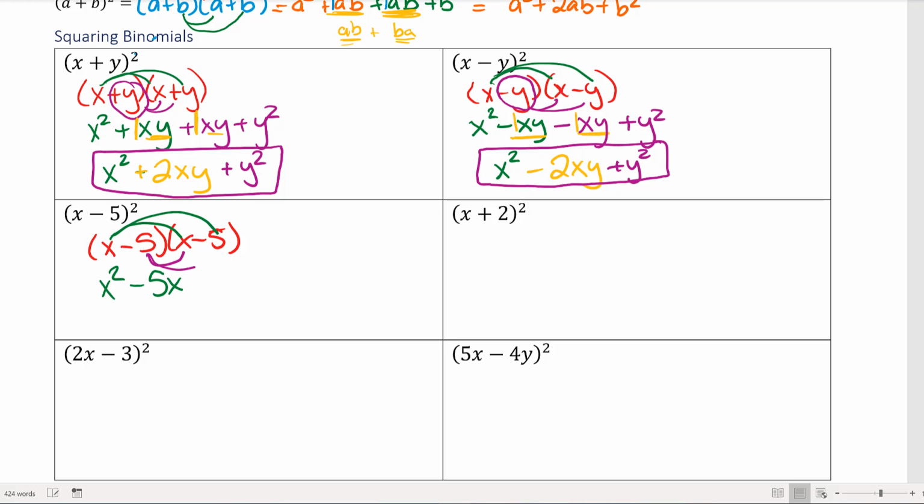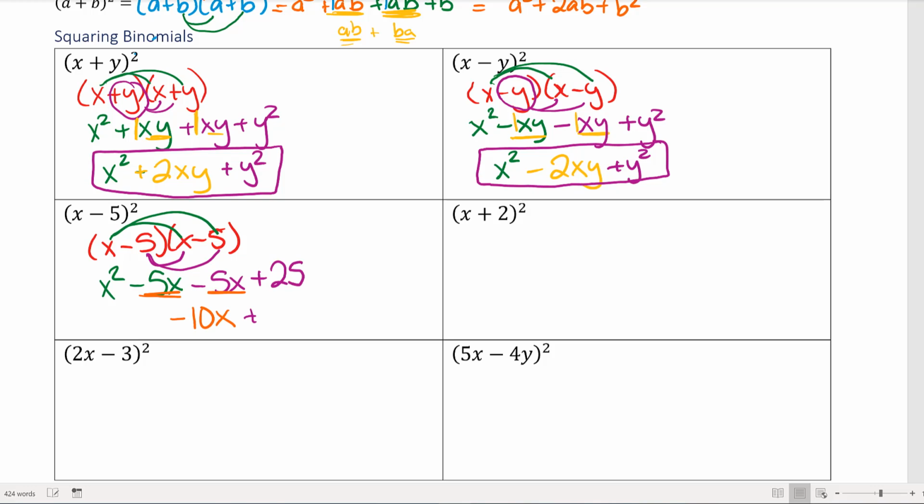Negative 5 times x is negative 5x. And negative 5 times negative 5 is positive 25. Double distribute. The two middle terms are like terms and they can add up. Negative 5x minus 5x is negative 10x.